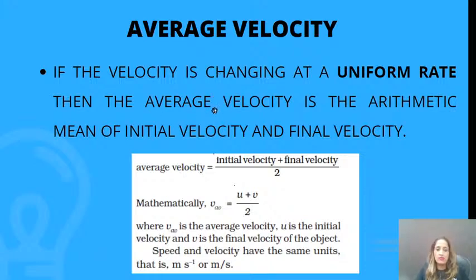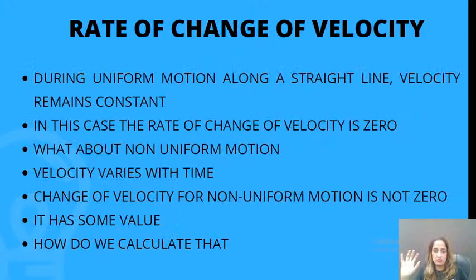So if the velocity is changing at a uniform rate, then the average velocity is the arithmetic mean of initial velocity and final velocity. Now let's say an object is moving with a uniform rate. The way I showed you, every 10 minutes it is covering 15 meters. So that is called a uniform rate. Then the average is calculated as initial velocity plus final velocity divided by 2. So that will be the average velocity.